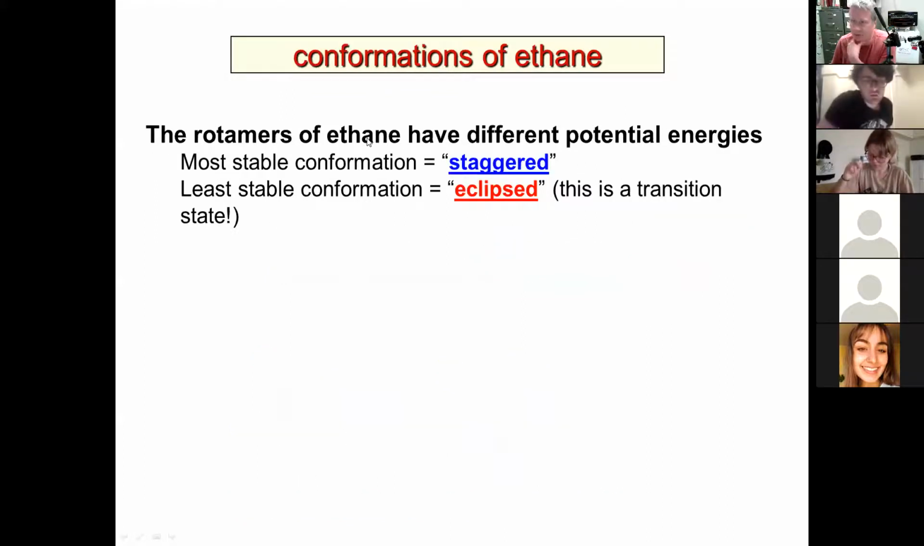Okay, so rotamers, which just means the rotational isomers, have different potential energies. So you have happy and unhappy. We already said that, right? The most stable is staggered. The least stable is eclipsed. It's actually a transition state between the staggered.